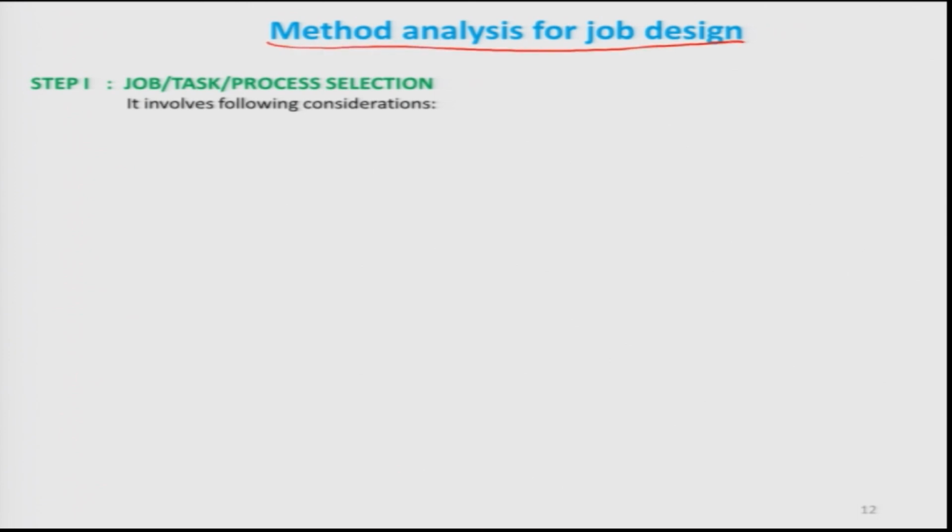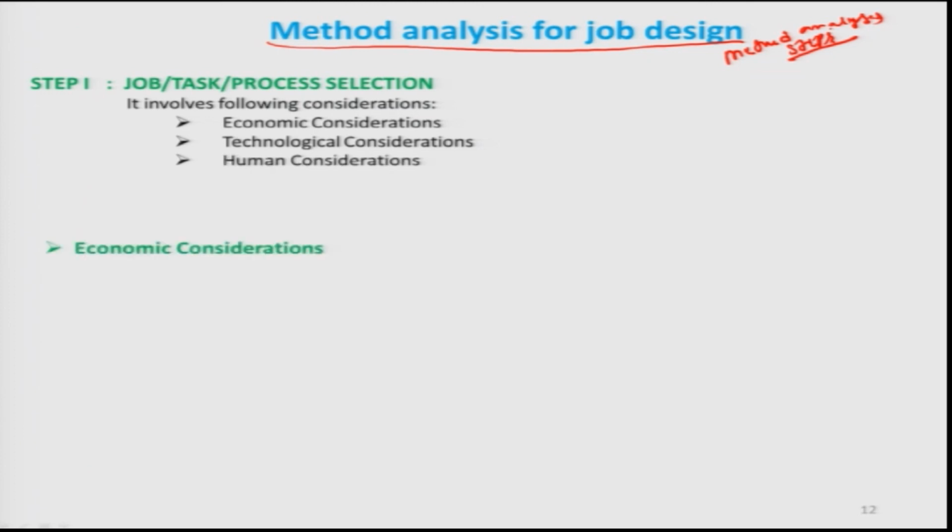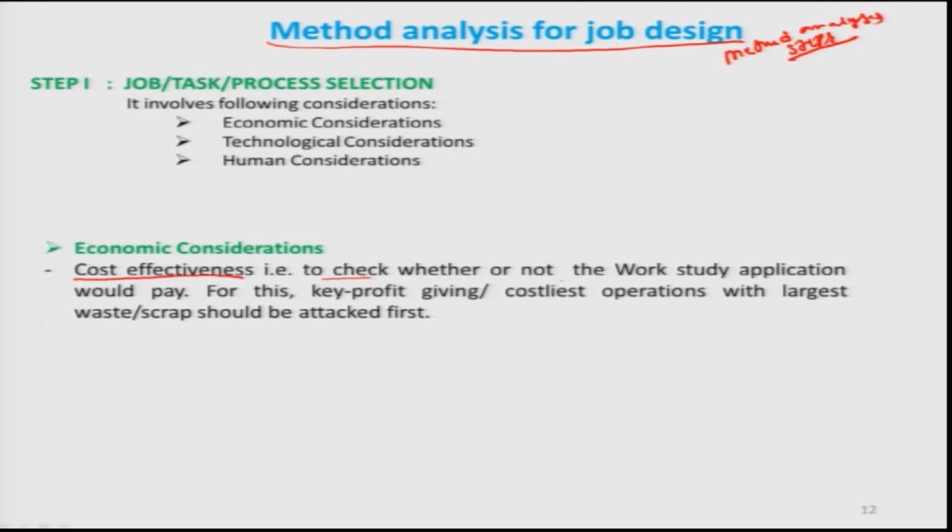So, there are several steps which I have to follow for a method analysis. First step is job and task or process selection. It involves the following considerations: economic consideration, technological considerations, human considerations. First I will explain economic consideration. Economic consideration, here cost effectiveness, to check whether or not the work study application would pay. First you will have to check what you are planning, and it should not go in the trash, it should be implemented in industry. So, first you will have to check whether whatever you are going to design for a work system should be cost effective. For this, the key profit giving, costliest operation with largest waste scrap should be attacked first.